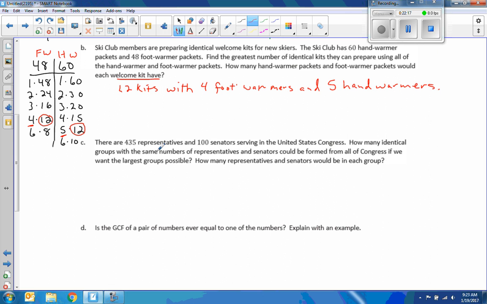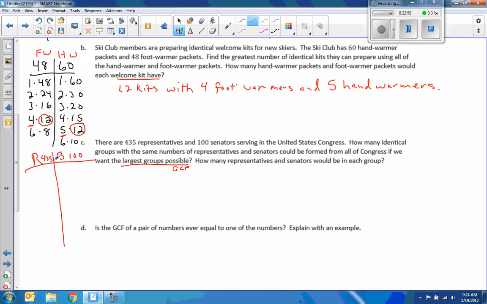Okay, there are 435 representatives and 100 senators serving in the United States Congress. How many identical groups with the same number of representatives and senators could be formed from all of Congress if we want the largest group possible? That's the GCF. How many representatives and senators would be in each group? That's what we're going to multiply the GCF by.